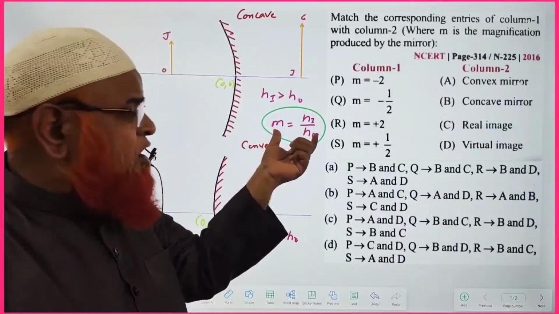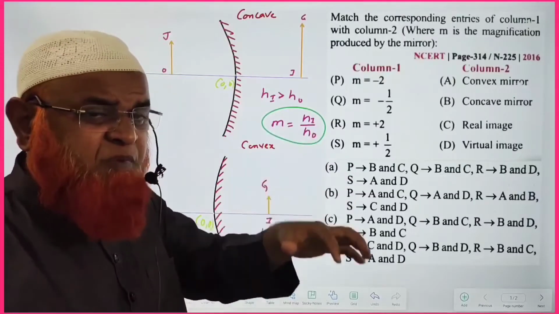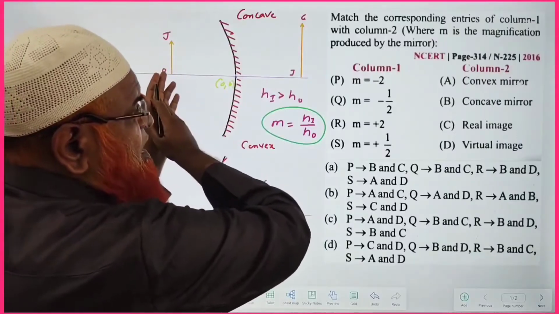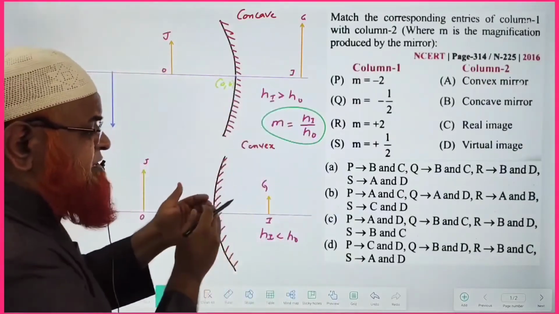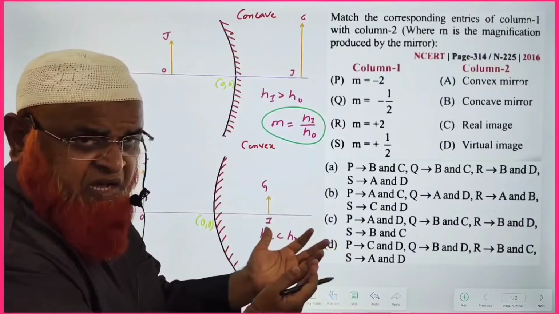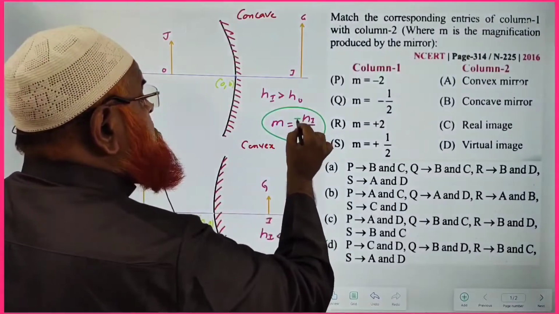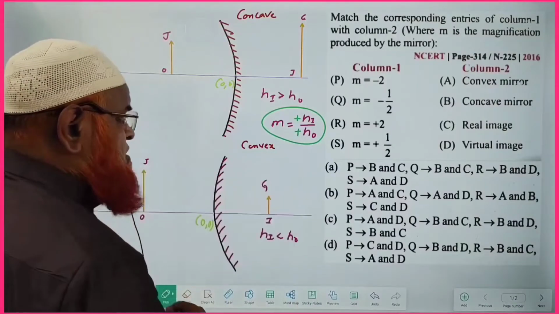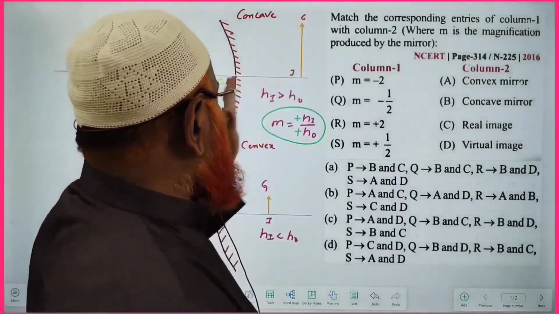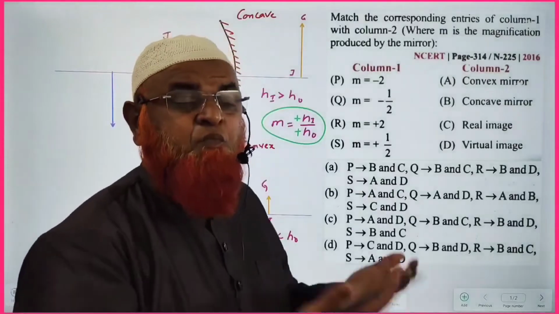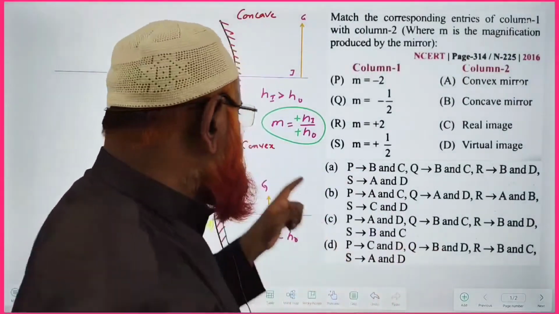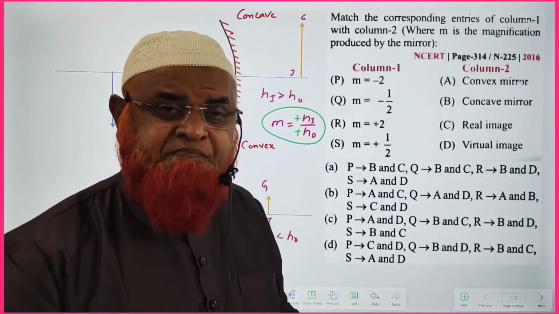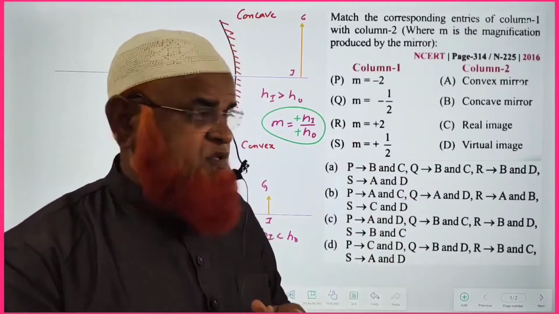As you know, this is the formula: magnification is equal to height of the image by height of the object. In the case of a virtual image, whenever the image is formed behind the mirror, you should remember that both are going to be positive. This is positive, this is positive. Both are erected images. So magnification is going to be positive for virtual images. You have to remember that one.